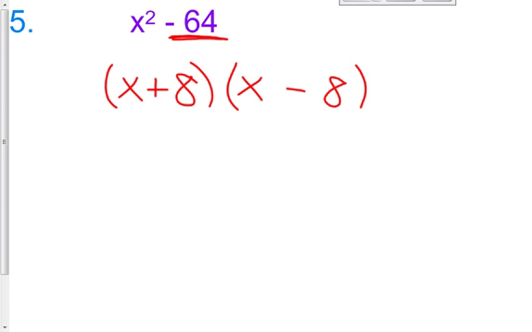Now once again, class, I encourage you to check your work. If we were to FOIL this, first times the first, x times x is x squared.